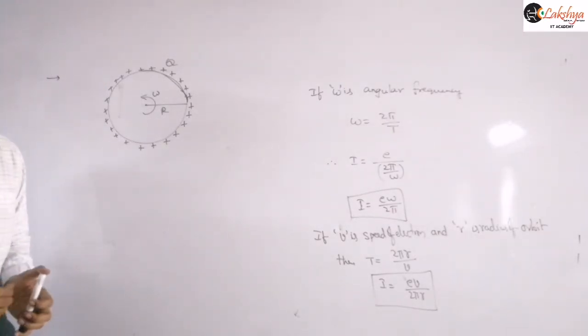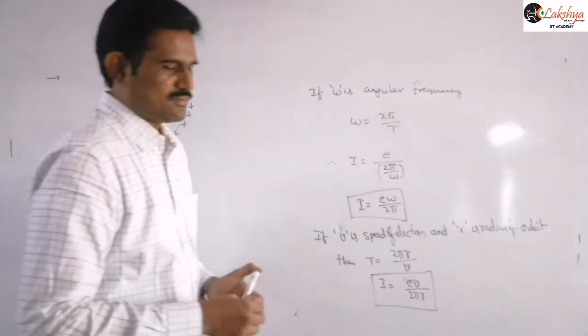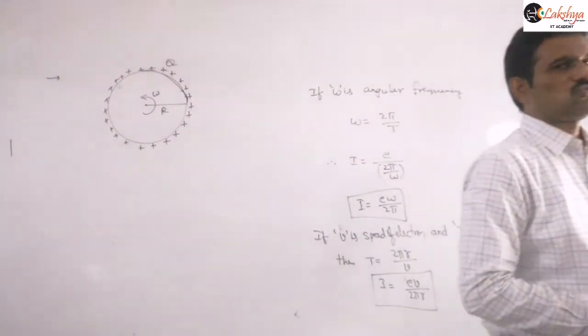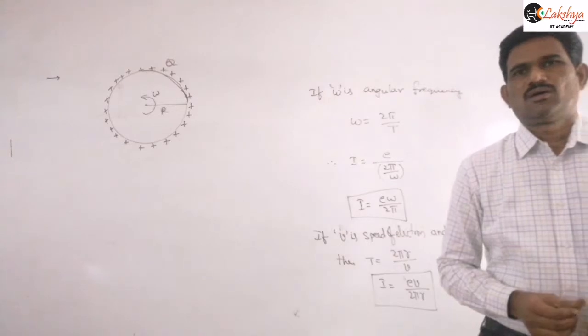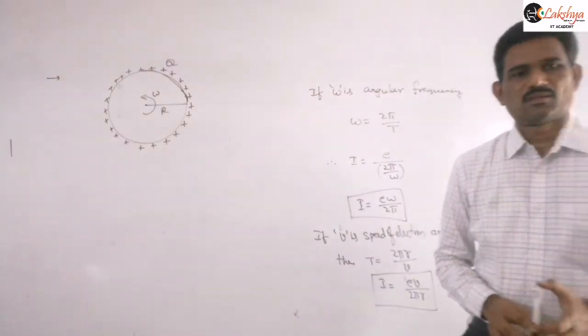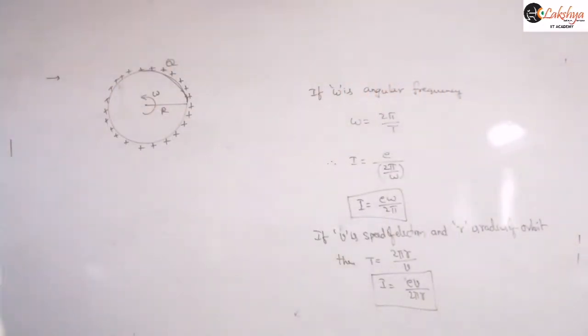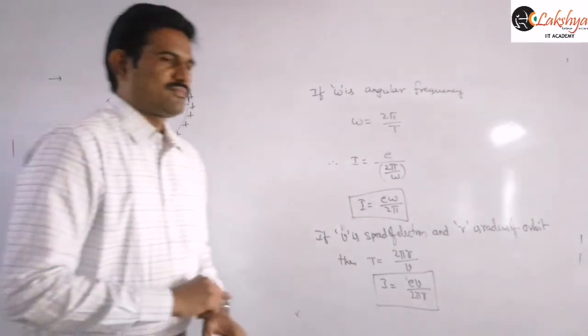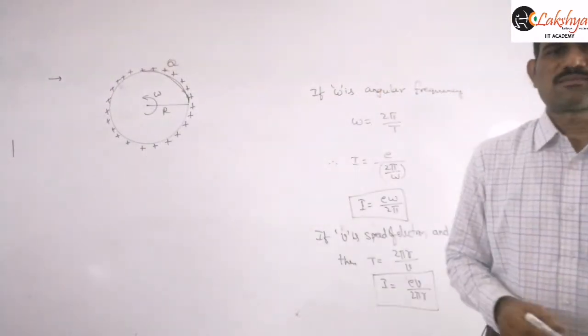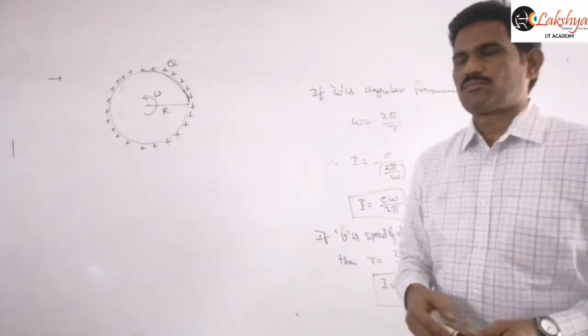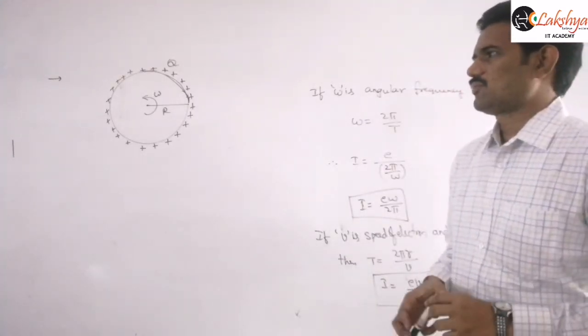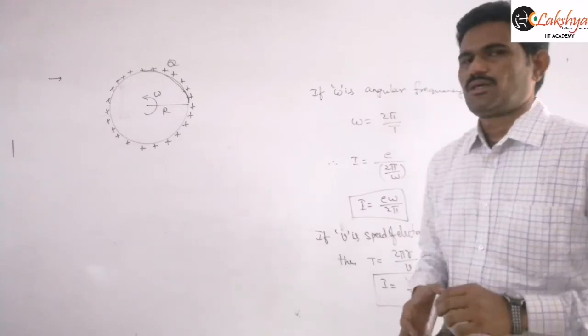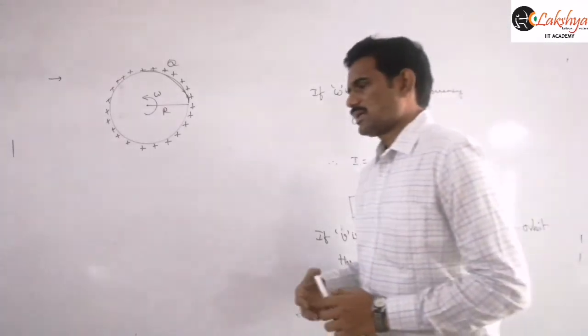So write that information. A charge q is distributed on a non-conducting ring of radius r. So charge q is distributed on a circular ring of radius r, which is rotating about its own axis with angular velocity omega. Then find the current due to this ring.